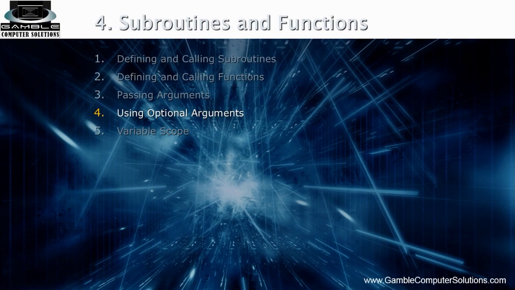In the last video, I mentioned that if you call a function or subroutine which has arguments defined, you need to supply a value for each of those arguments. As is often the case in programming, this is only partially true. In fact, you can make arguments optional, which means that when you call the function or subroutine, you can either supply a value or you can simply omit it. In this video, we'll look at how this process works.